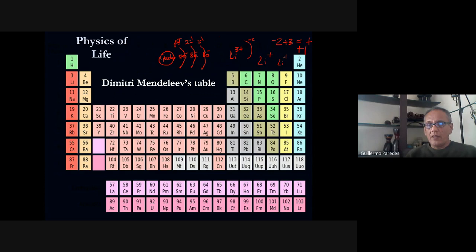Let's talk about the sodium. Sodium, how many electrons we have? Everybody, please. How many electrons we have in sodium? This is the sodium. 11. 11 electrons. So you're going to have sodium here, you're going to have 11 electrons.